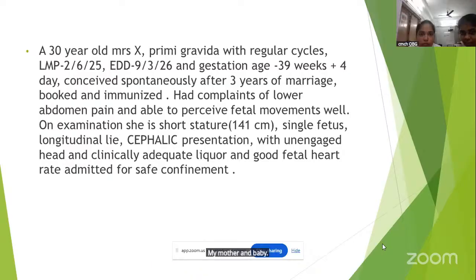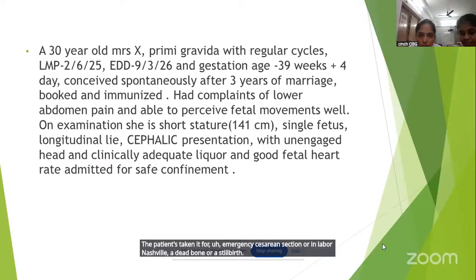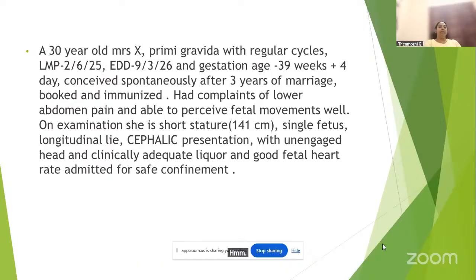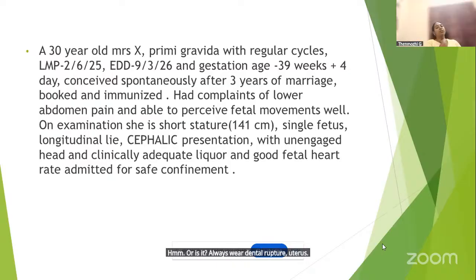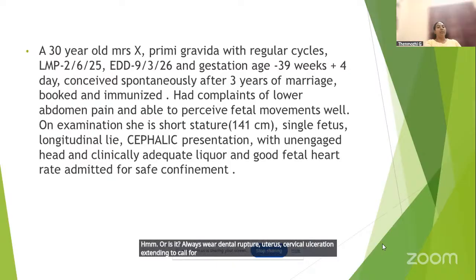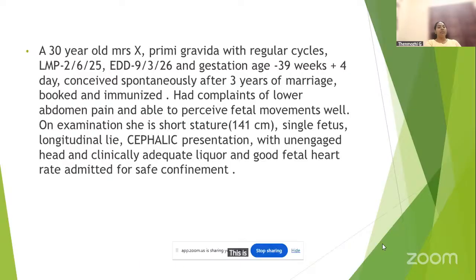The patient is taken up for emergency cesarean section, or in labor natural a dead born or a stillbirth, ma'am, or a poor outcome with maternal injury, when rupture of uterus occurs, or cervical laceration extending to colporrhexis extending upwards. What do you say? Is it successful? You said fetal demise, no?